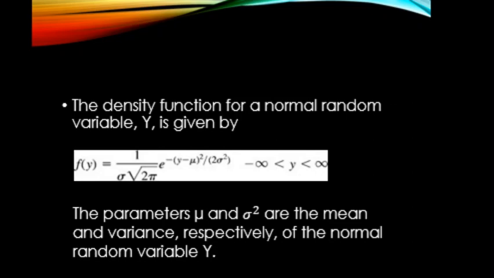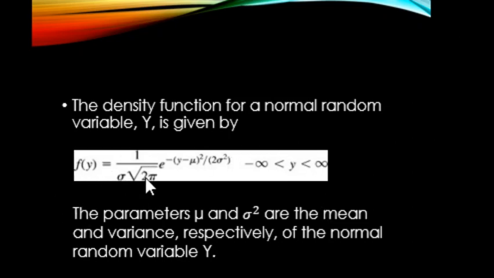Okay, so let's first look at the density function of a normal random variable. We have defined this variable y, which follows the normal distribution. So it's basically the bell-shaped curve that we have seen earlier. And this is what the probability distribution looks like.